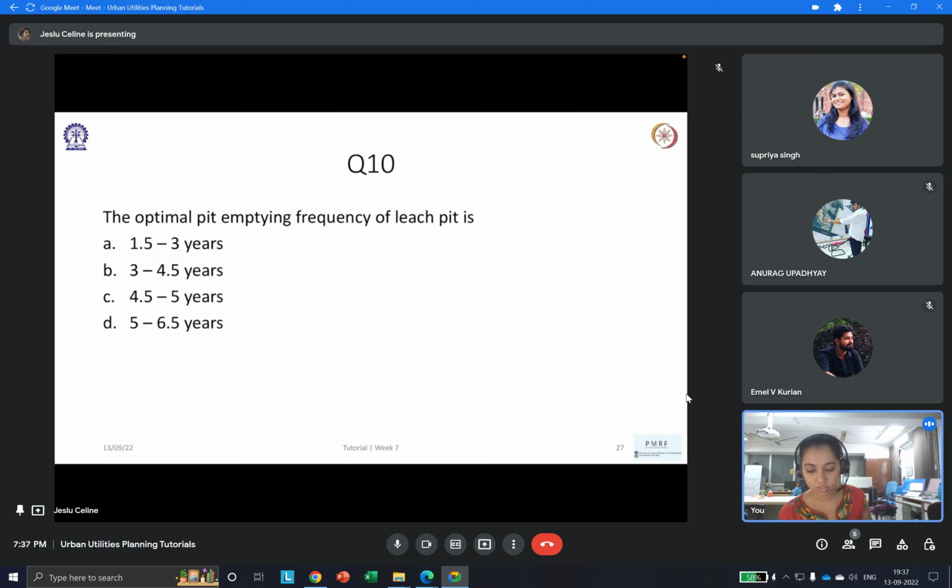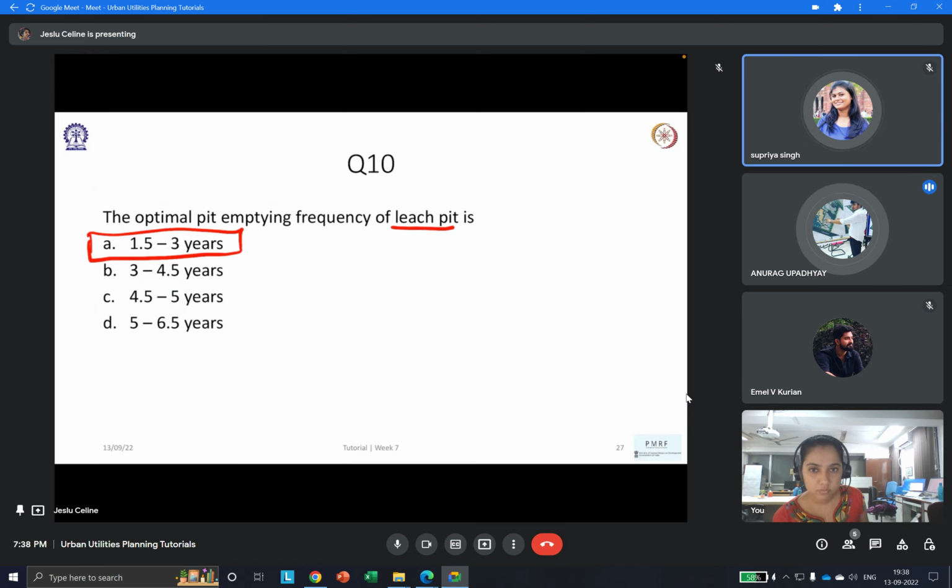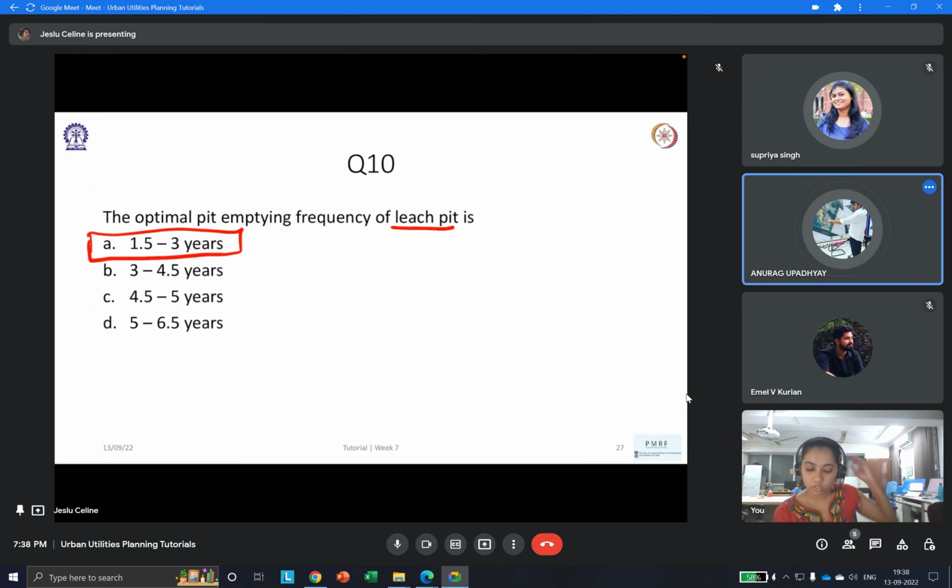Yeah, so I'm proceeding. The optimal pit emptying frequency of a leach pit is. So Supriya, do you want to take this up? 1.5 to 3 years. Yeah, 1.5 to 3 years. Anurag, what do you think? I'm also with the same, 1.5 to 3 years. So can one of you say why it is 1.5 to 3 years, any logical reason?